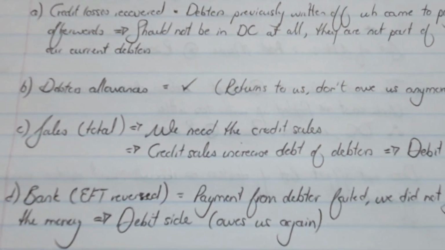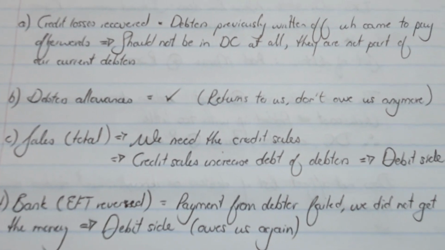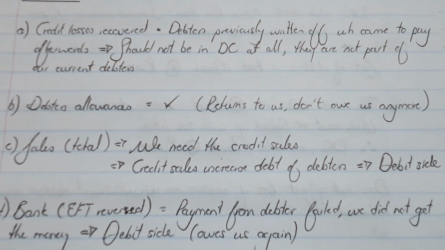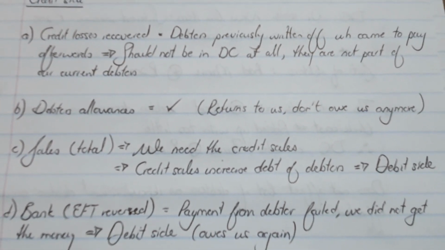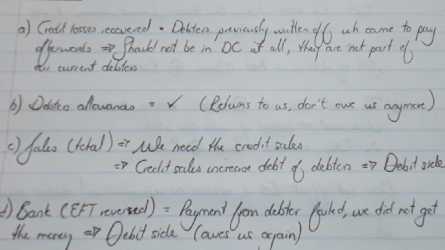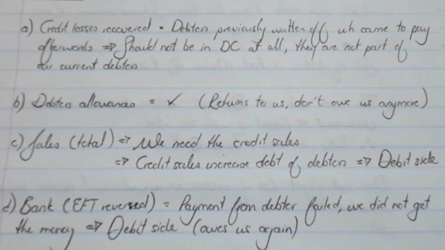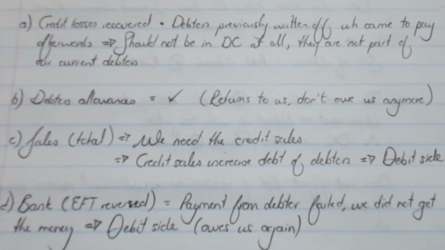The debtors allowances, returns that debtors made to us. So when they return goods to us, they are basically not owing us. Debtors allowances should therefore be on the credit side of the debtors control account.